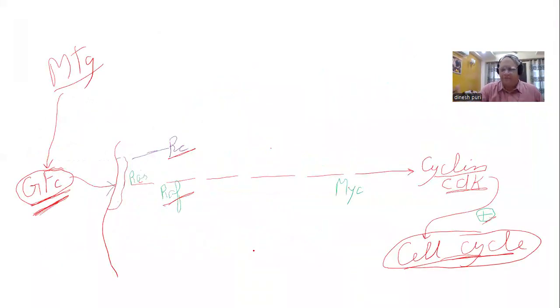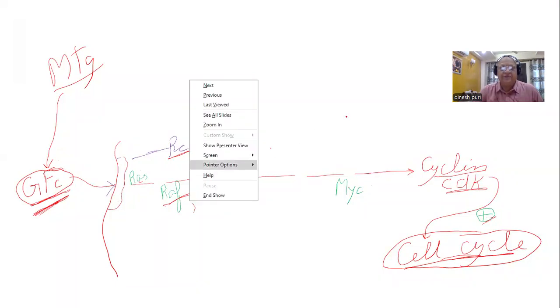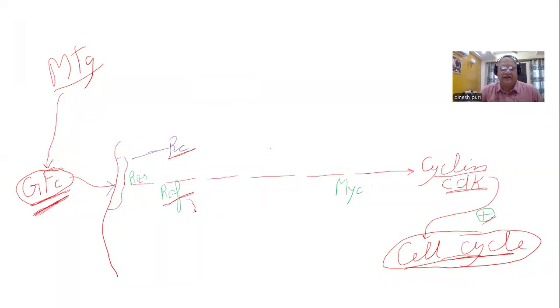So for example, REF. REF is a proto-oncogene. It is possible that the REF undergoes point mutation. After point mutation, what will be formed? A super active form of REF is formed. A super active form. This super active form is active all the time.